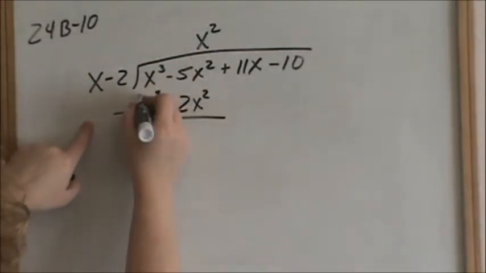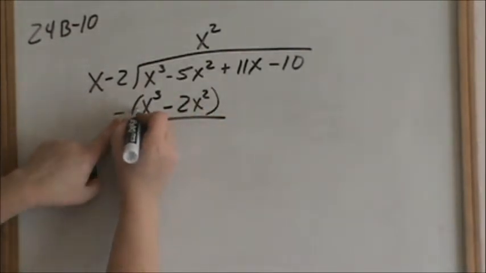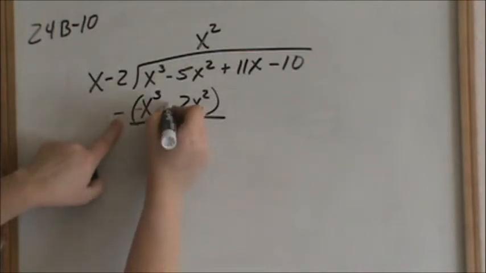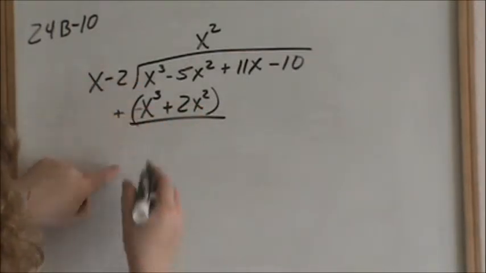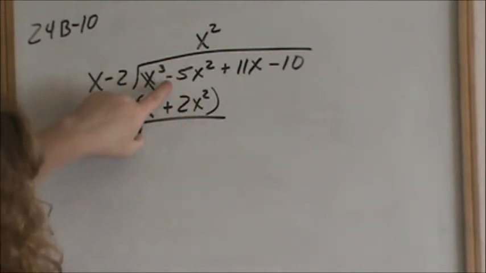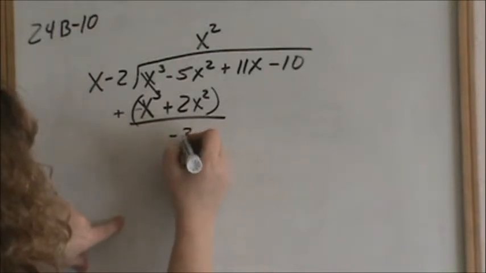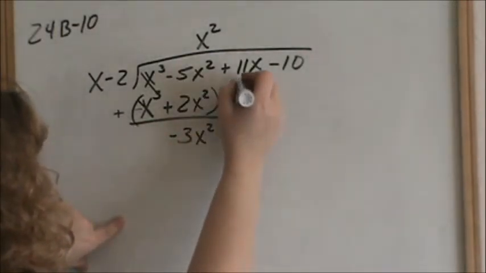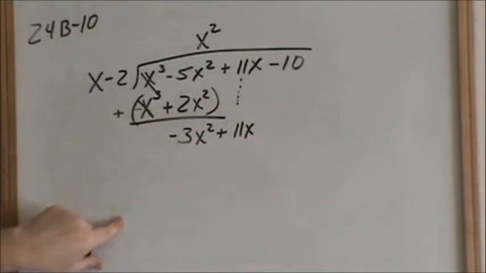Now you're ready to subtract. That subtraction has to get distributed to everything. So that becomes negative, and negative times a negative becomes a positive. X cubed and a negative x cubed cancel out. A negative 5x squared and a positive 2x squared is a negative 3x squared. Now you bring one down and you go through the whole process again.